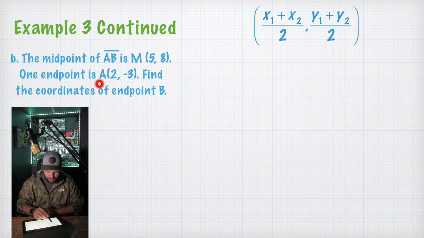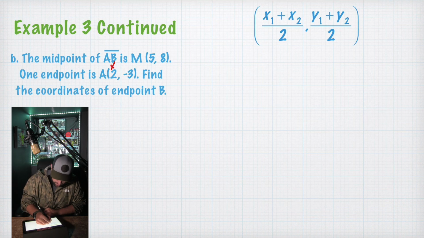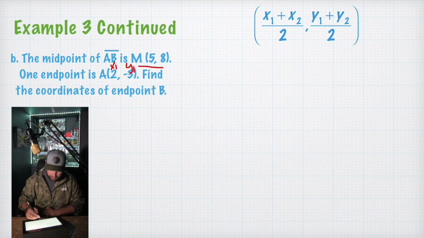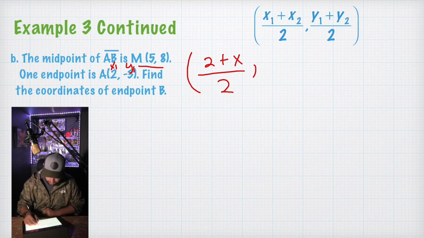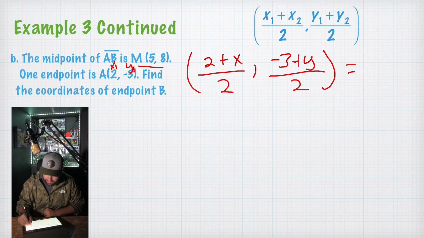we know the midpoint and we know one endpoint. So what we're going to do is we're going to just fill in this as x1 and y1, okay? And this is the midpoint. So x1 is 2 plus, we don't know the other x, over 2, comma, negative 3 plus, we don't know the other y, over 2. And that's equal to (5, 8).